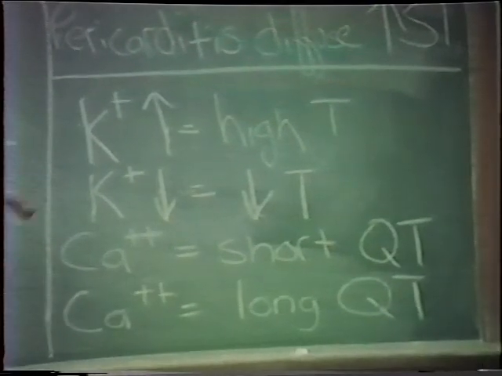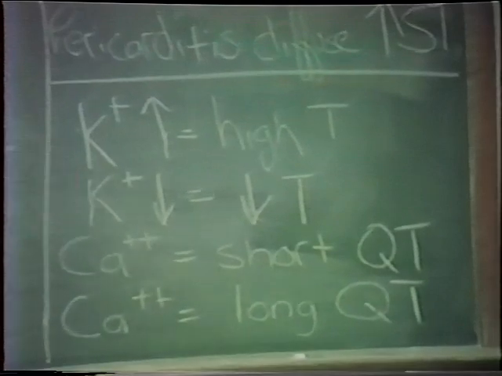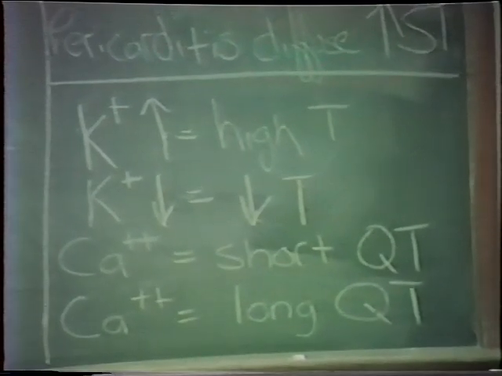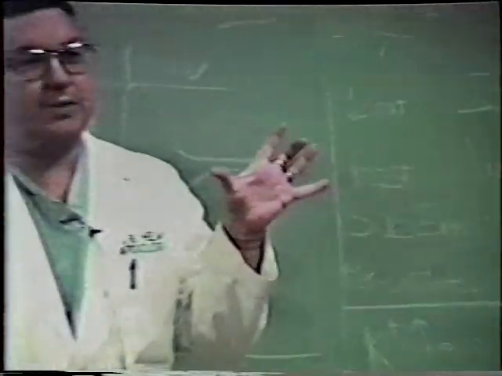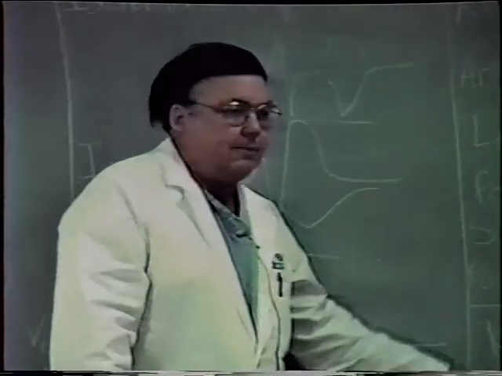For calcium, if you have too much calcium, calcium makes things contract, you get a short QT. Too little calcium makes things relax, you get a long QT. And magnesium and calcium act the same.